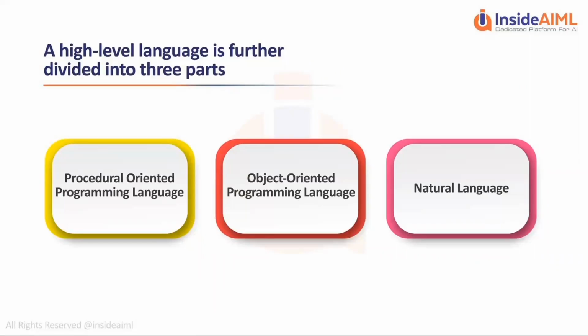Now we are going to talk about high level languages. High level languages are nothing but the codes that you write, like Python, C, C++, and all. A high level language is further divided into three parts. What are those three parts? Procedural oriented programming language, object oriented programming language, and natural language. Natural language is nothing but the language that we humans speak or use to communicate with.